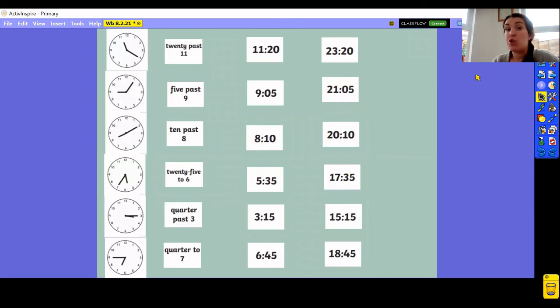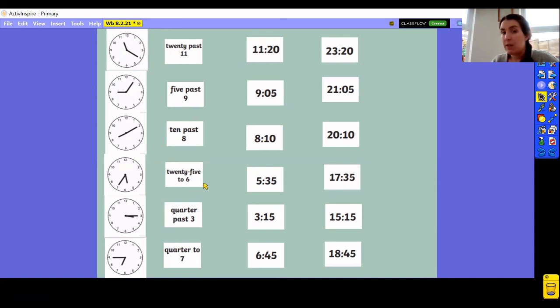Okay, so here are the answers of what it should look like. Obviously, you might have yours in a different order, and that's absolutely fine. But we've got 11 in these 2 clocks. And as the 12-hour time, we've got 11:20. The 24-hour time would be 23:20. 9:05, it shows 9:05. And in 24-hour times, the 9 turns into 21, so 21:05. 8:10 is 8:10 or 20:10.